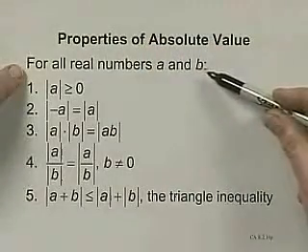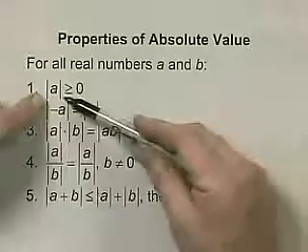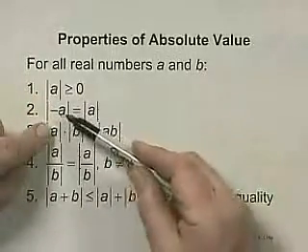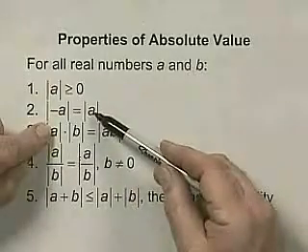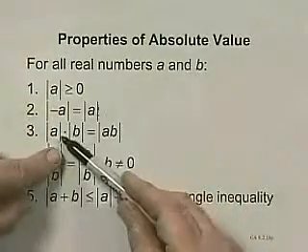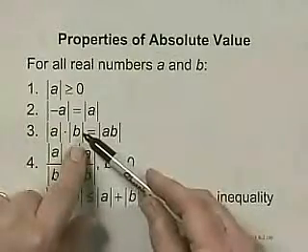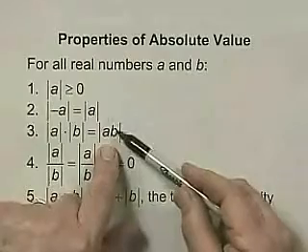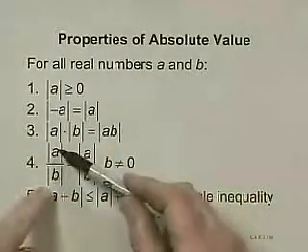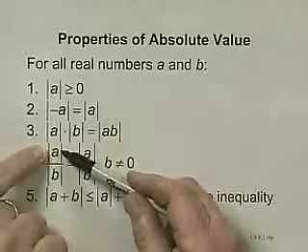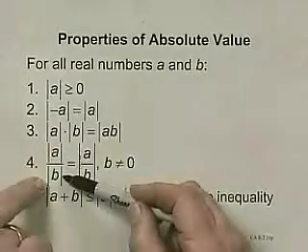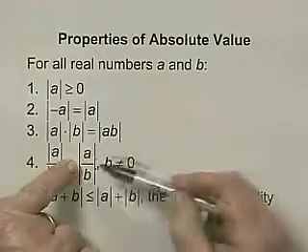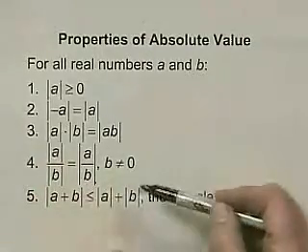For all real numbers a and b, the absolute value of a is greater than or equal to 0. And the absolute value of negative a is the same as the absolute value of a. The absolute value of a times the absolute value of b is equal to the absolute value of the product of a and b. And the quotient of absolute values, absolute value of a divided by the absolute value of b, is equal to the absolute value of the quotient of a divided by b, of course, providing b is not equal to 0.